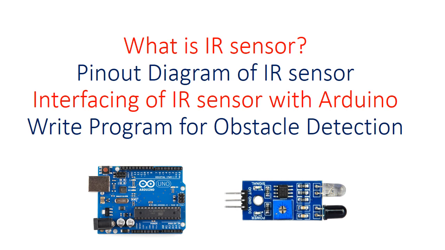First, we will see what is IR sensor, the pinout diagram of IR sensor, and interfacing of IR sensor with Arduino. Lastly, we will see how to write a program for obstacle detection in Arduino. Here we have shown the picture of Arduino Uno board and here is the IR sensor module.